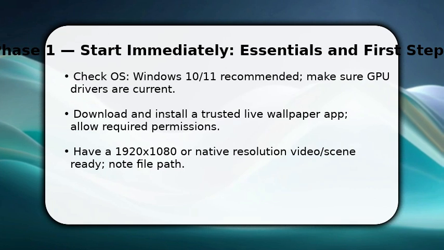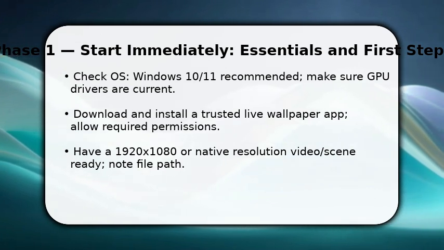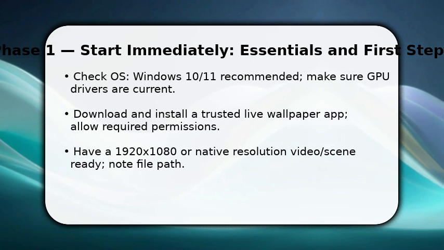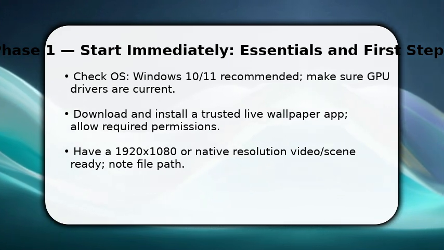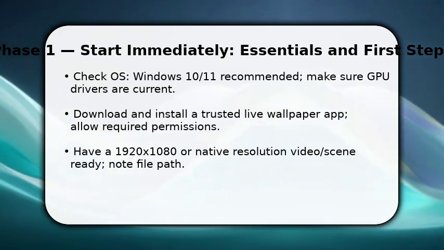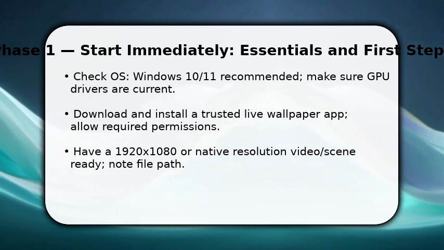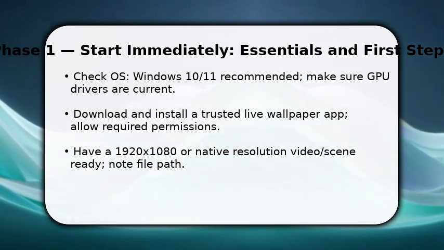Next, locate a compatible wallpaper file, video, web scene, or packaged scene, and note its folder path. You do this now so the next steps are seamless. Make sure the app can access that path and any hardware acceleration settings are enabled.